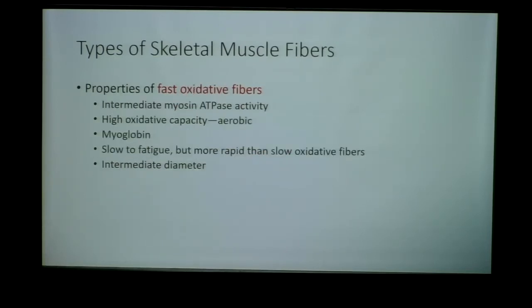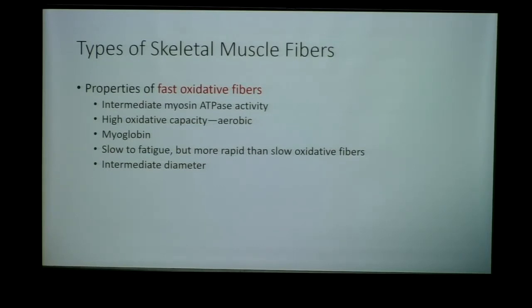Right. And then in the middle here, we have these intermediate fibers. So fast oxidative fibers are kind of a happy marriage between slow oxidative and fast glycolytic. They're sort of in the middle. They have an intermediate myosin ATPase activity. They have high oxidative capacity, meaning that they are aerobic. They require oxygen. And we know that by the term oxidative, right, their last name. They have lots of myoglobin, which also translates to oxidative. They're a little bit slower to fatigue, but more rapidly than slow oxidative fibers. So again, they're sort of in the middle of fast glycolytic and slow oxidative.